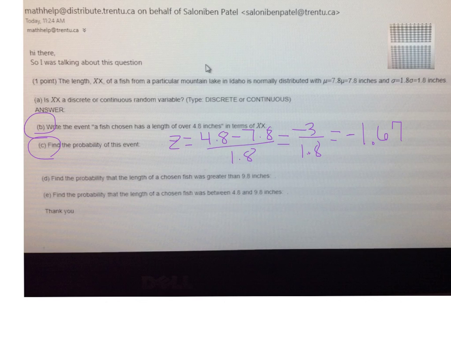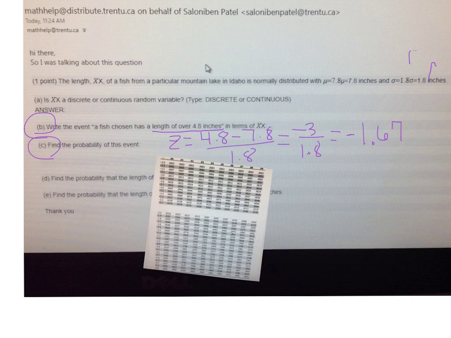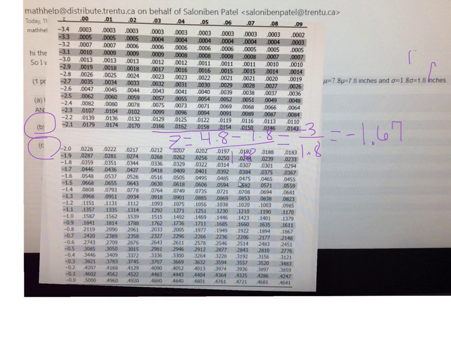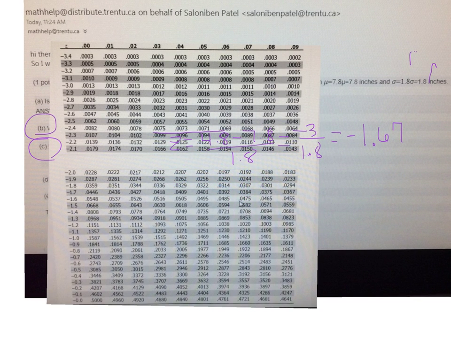All right, so now that we have our z-score, this is asking us for all of the fish of a length over 4.8 inches. So I'm just going to bring up our z-score chart here. See if I can make this big enough that we can read it. So this z-score chart, what it does is it tells you the probability of all the values less than the z value that we're putting in.